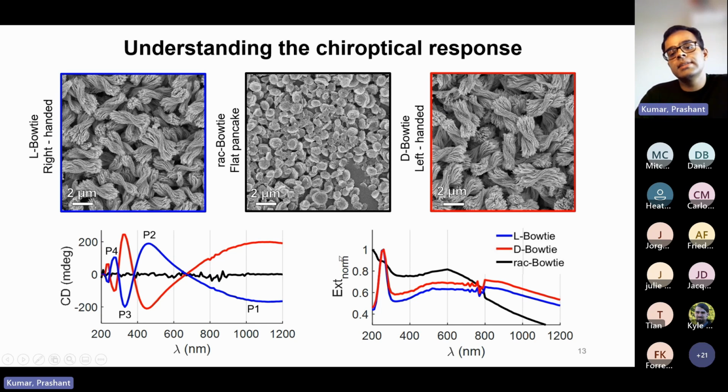Now, what is interesting is that when you have an equal mix of the L molecule and the D molecule, that's a racemic mixture, you get these flat stacks of sheets which look like pancakes, and they are chiroptically silent. You don't see any signal when you put this material under the circular dichroism spectrometer. So that is the flat black line coming from these racemic bowties. And this is a typical absorbance or extinction spectra that corresponds to these kinds of structures.